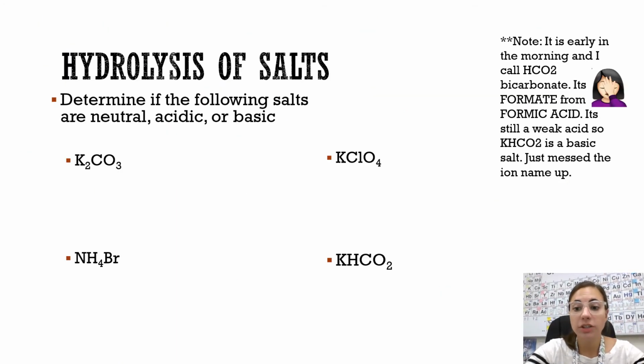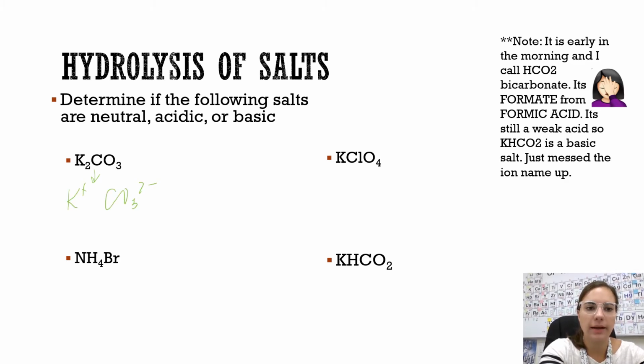Okay. So we're going to determine if these salts are neutral, acidic, or basic. So our first step is to break them apart. So I have potassium and carbonate. Now I technically have two potassiums, but what does the potassium come from?